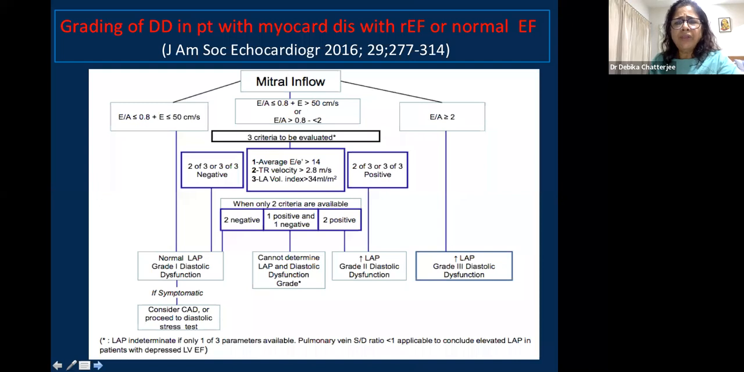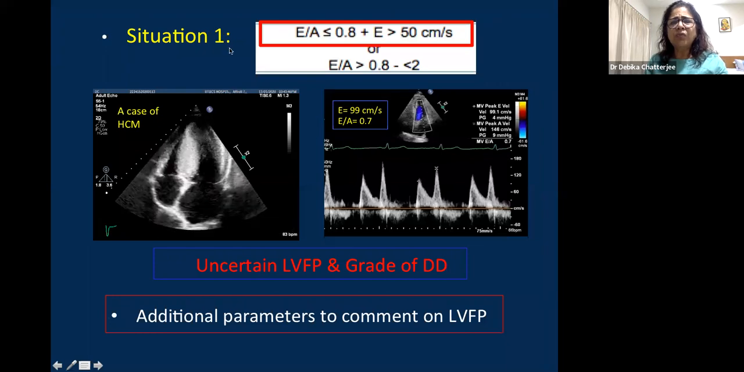However, we get to see many patients who fall in this group, where E by A is less than 0.8 but E wave is more than 50 centimeter per second, or E/A ratio more than 0.8 but less than 2. So these are the patients which fall in between the left arm and the right arm. So you see, this is situation 1.